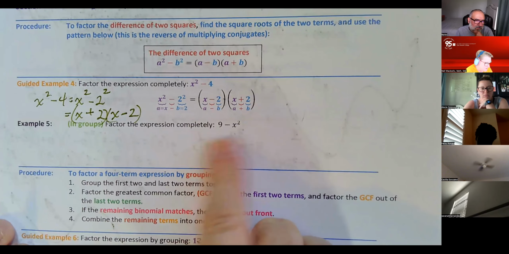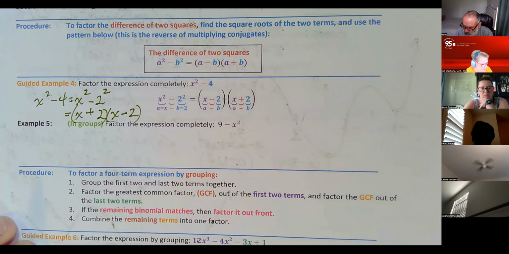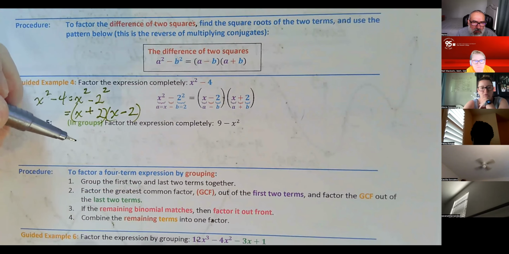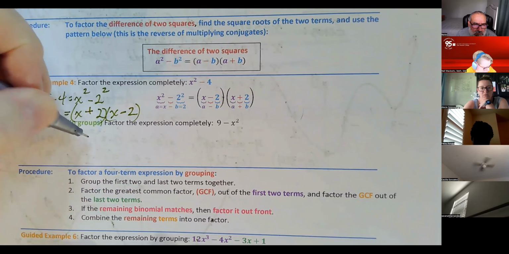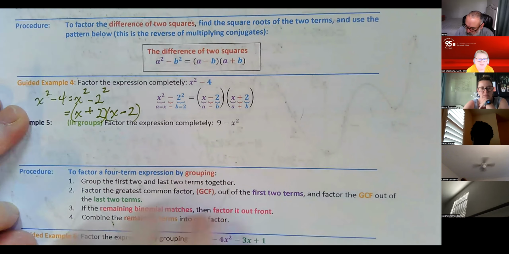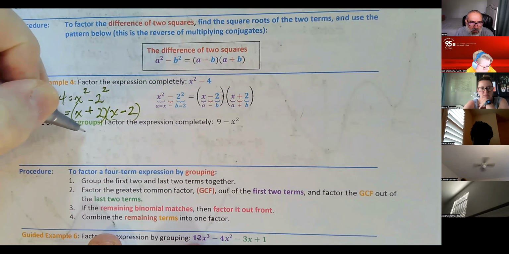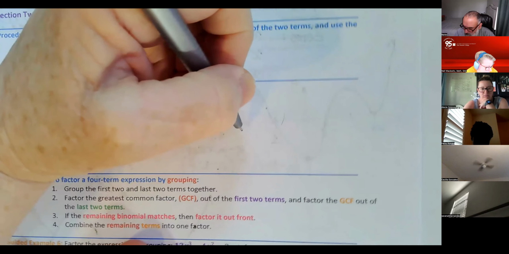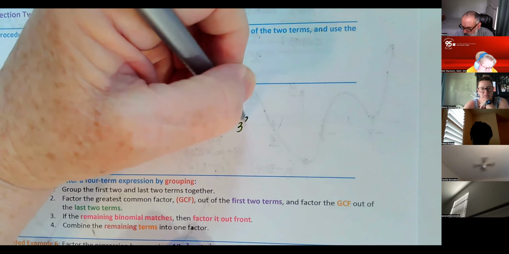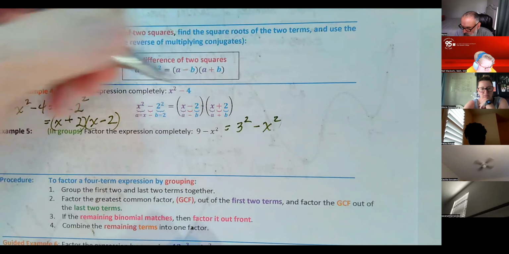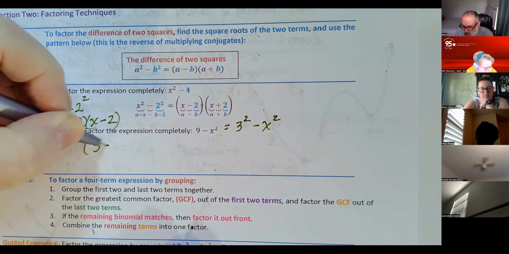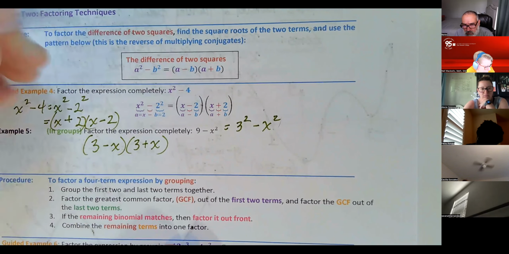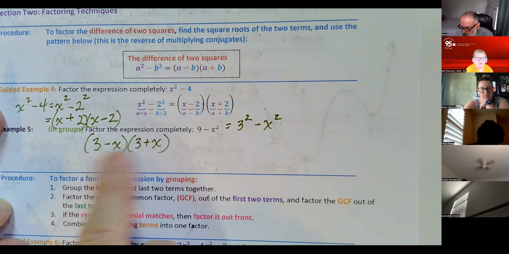So how would we factor 9 minus x squared? Can we make it look like the same pattern? It would be x minus 3, x plus 3. So what comes first though? The 3 comes first though. So we've got 3 squared minus x squared. It'll be 3 minus x, 3 plus x. So the 3 has to come first.